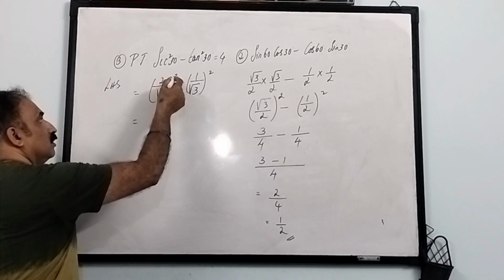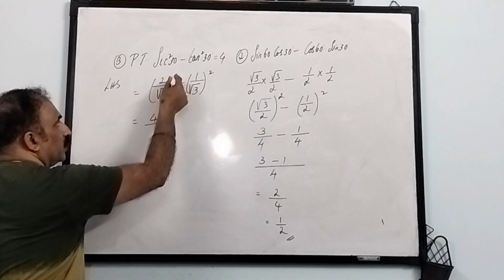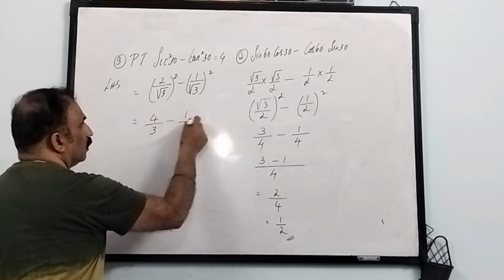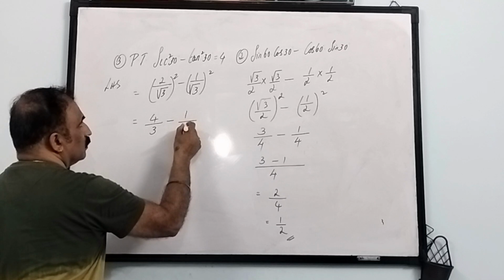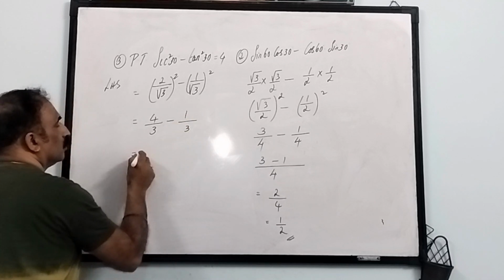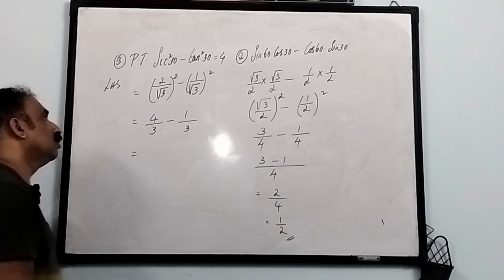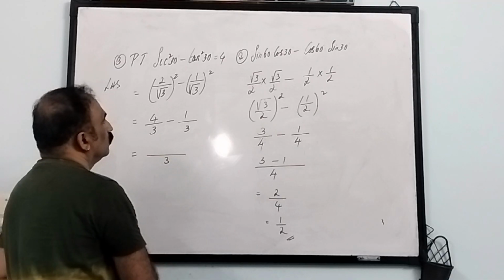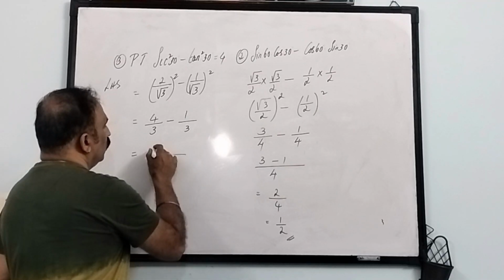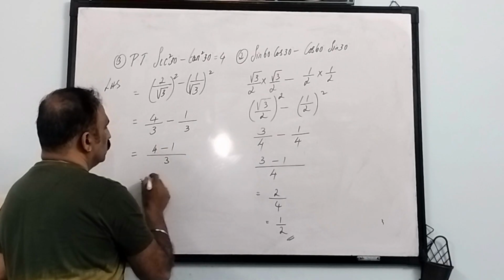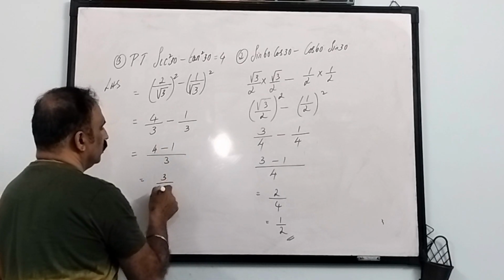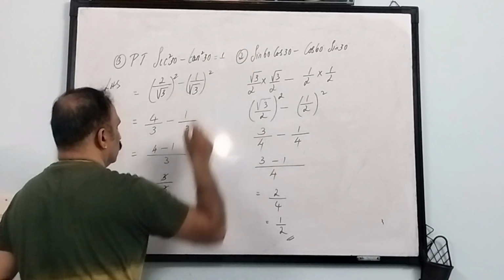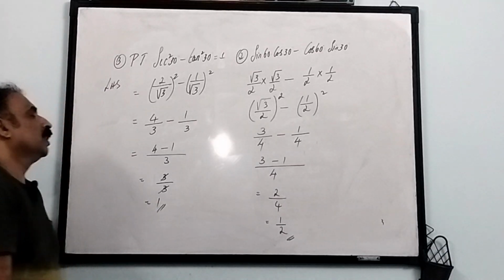So 2 square is going to be 4, and square and square root get cancelled, it is 3, minus 1. Here square and square root get cancelled, it is going to be equal to 3. Now the common LCM is going to be 3 here. So further, 4 minus 1. 4 minus 1 is going to be 3. 3 by 3 gets cancelled, it is equal to 1. So the result is equal to 1.